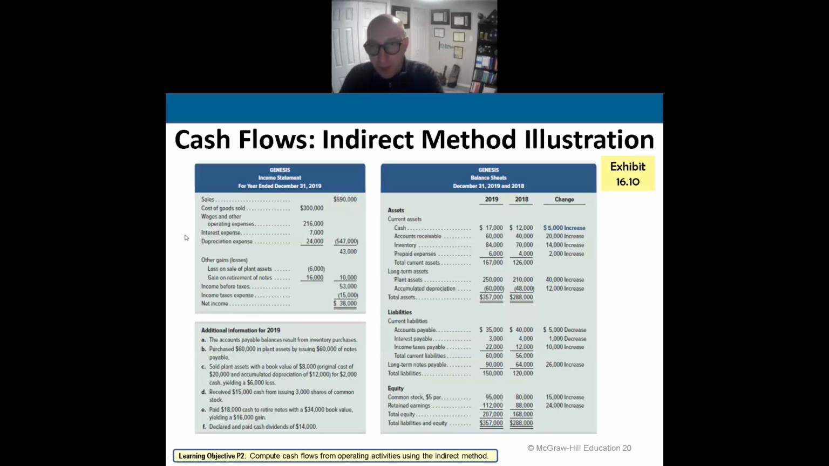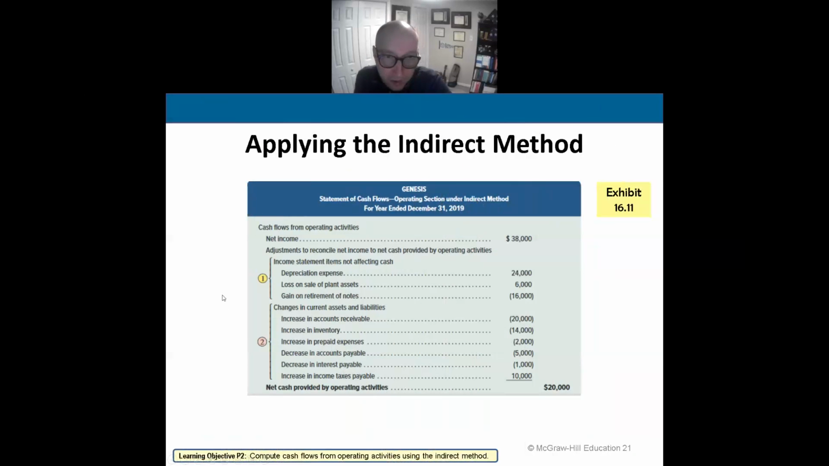So I'm going to show you the indirect method again, so you have a pretty good understanding of how it's used. The indirect method, being the more complex of the two, is why I'm showing you this information again. This time I'm showing you a little bit more visually. Net income, $38,000, plus or minus all of our non-cash accounts, ultimately gets us to the net cash, right?